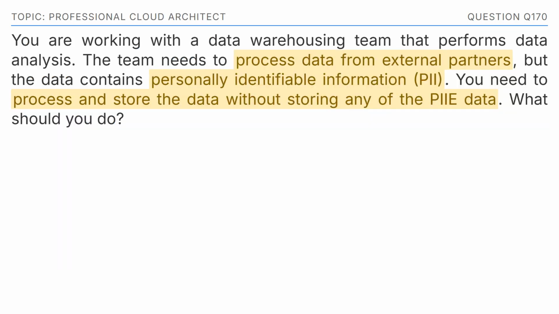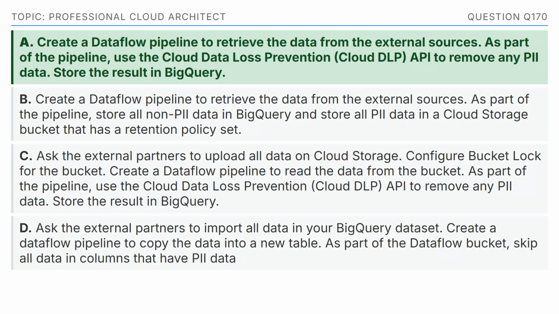To arrive at the correct answer, we focus on the keywords: process data from external partners, personally identifiable information, PII, process and store the data without storing any of the PII data. The correct answer is option A, create a data flow pipeline to retrieve the data from the external sources. As part of the pipeline, use the Cloud Data Loss Prevention, Cloud DLP, API to remove any PII data. Store the result in BigQuery.